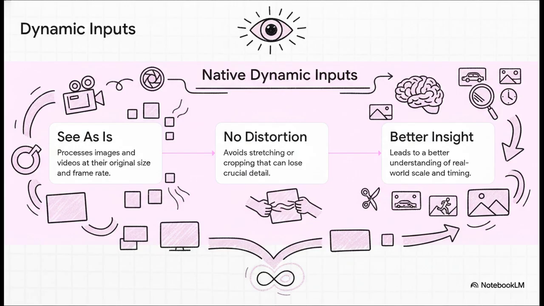Next up, and this one is crucial for understanding the real world, is native dynamic inputs. What this means is the model sees images and videos exactly as they are, in their original size, their original aspect ratio, their original frame rate. So no more of that awkward stretching or cropping that just throws away vital information. It's basically seeing the world without a funhouse mirror effect.